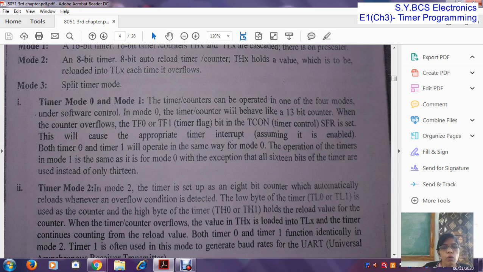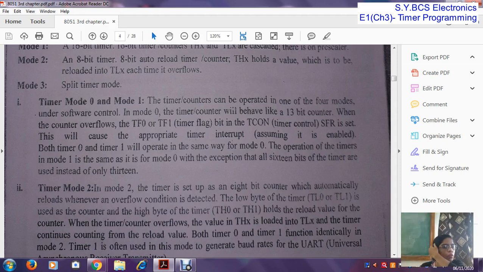So TF0 and TF1 are the timer flags of the TCON register. TCON is the timer control register, which is also an SFR. This will cause the appropriate timer interrupt. Both timer 0 and timer 1 will operate in the same way for mode 0.